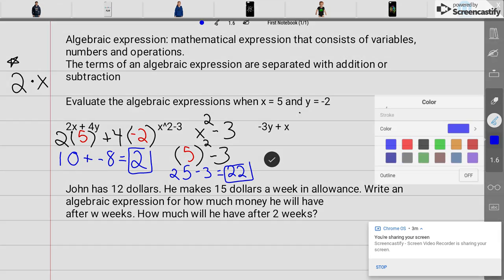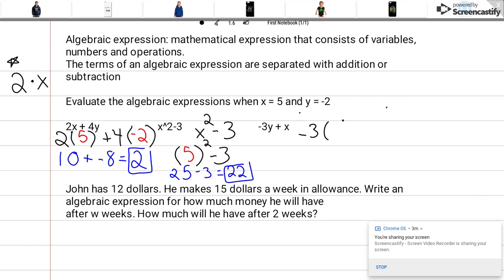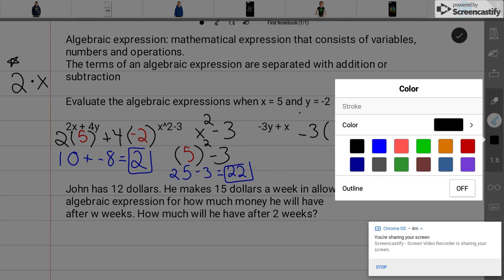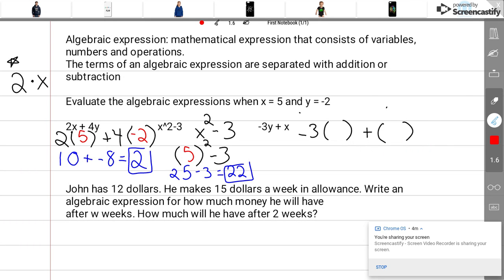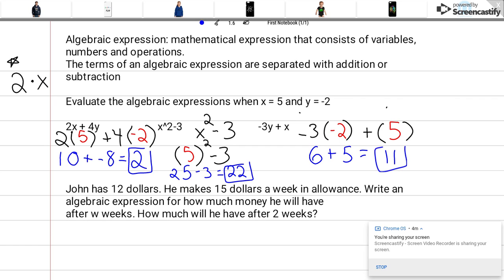And let's look at the last one. I have negative 3y plus x. So negative 3, open parentheses, plus some other number. For y, I need to put that negative 2, and for x, I need to put 5. Negative 3 times negative 2 is a positive 6, plus 5 is going to give me an 11.